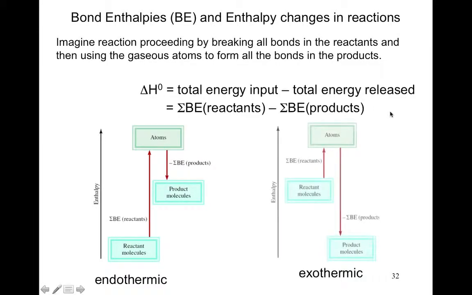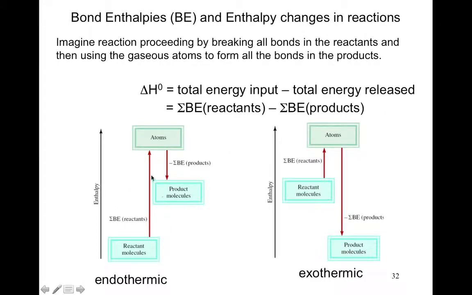And so here you have a chart for an endothermic reaction where you have the bond enthalpies of all your reactants going to atoms, atoms reforming, bond enthalpies of all your products, where all your products are. And so the enthalpy has increased from reactants to products. Here, we have the bond enthalpies of all of our reactants to gaseous atoms, all the gaseous atoms forming products, and the net change from our reactants to products has been to release some heat, a negative enthalpy, and so that's exothermic.